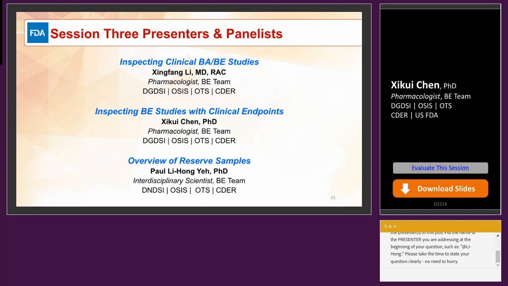That's a good question. The purpose of using placebo control is to demonstrate sensitivity in the measured endpoint. The reference product should demonstrate drug effectiveness as compared to the placebo.